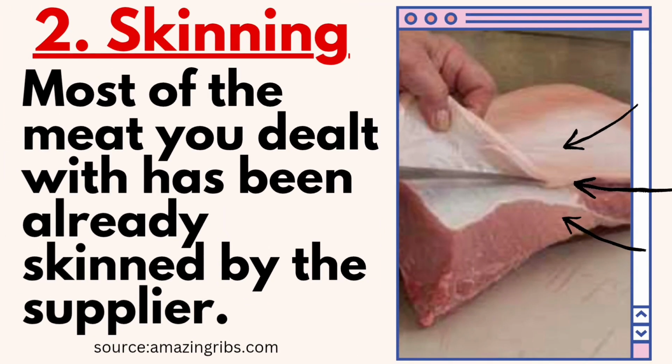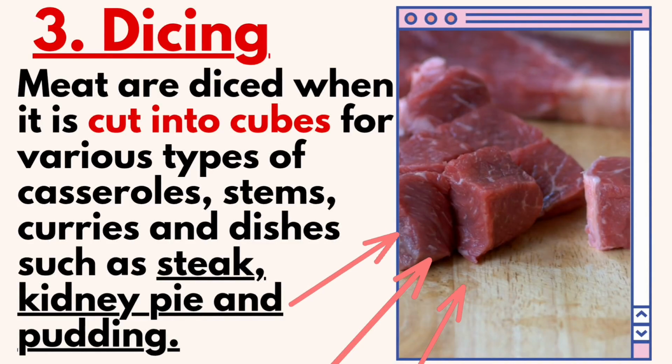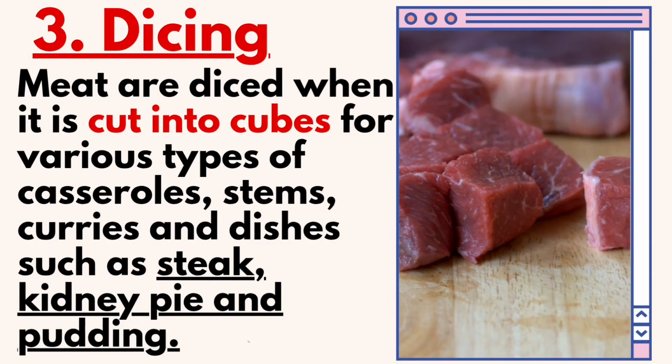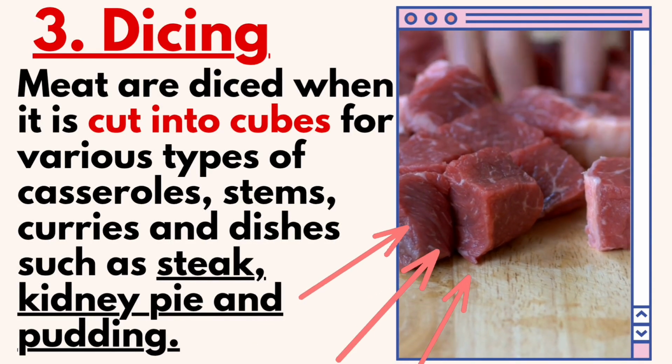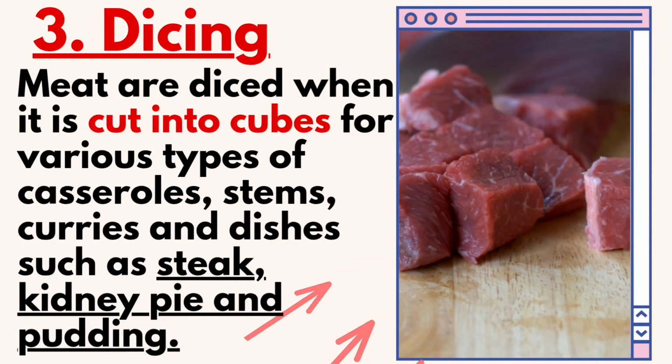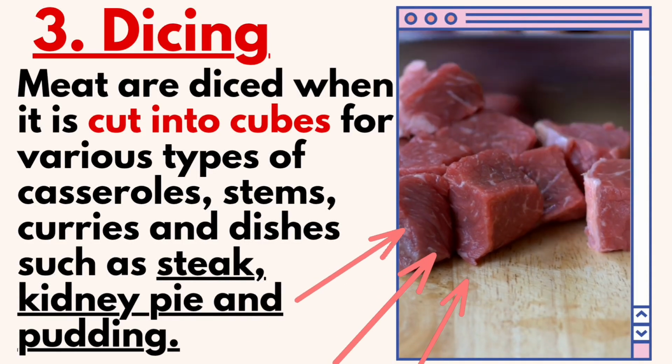2. Skinning. Most of the meat you deal with has already been skinned by the supplier. 3. Dicing. Meat is diced when it is cut into cubes for various types of casseroles, stews, curries, and dishes such as steak and kidney pie and pudding.